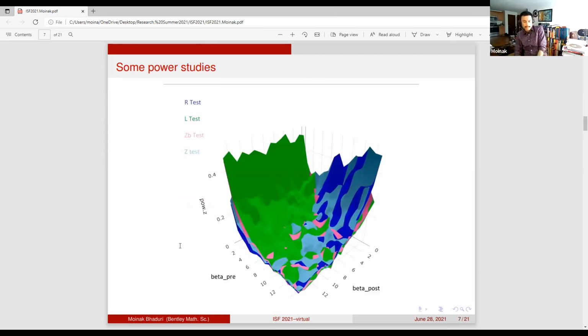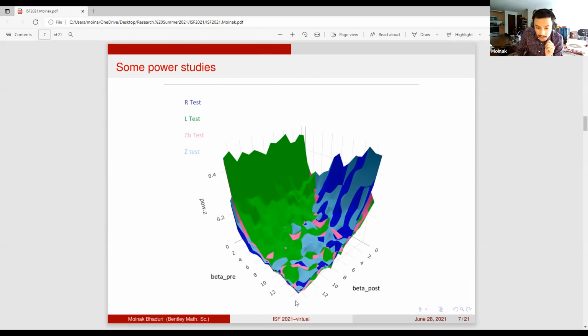It's basically a 3D power study where along the z-axis, you have the probability of correct classification. This percent, for instance, tells you that if you give me the pre and post change beta parameters from that combination on the floor, then you will correctly identify the self-exciting process 40% of the times, okay?